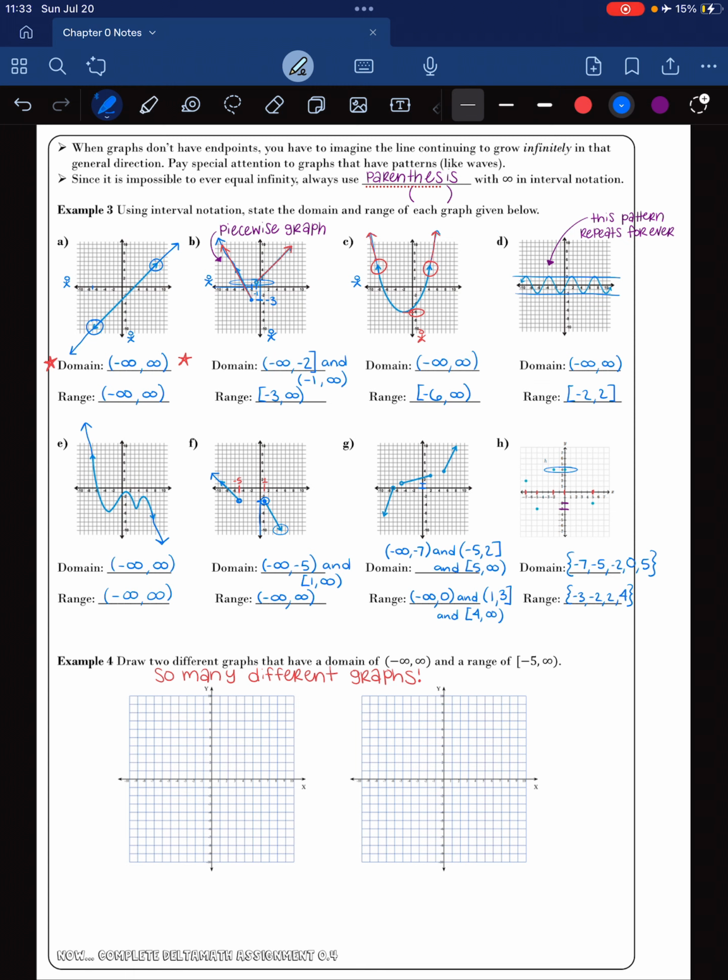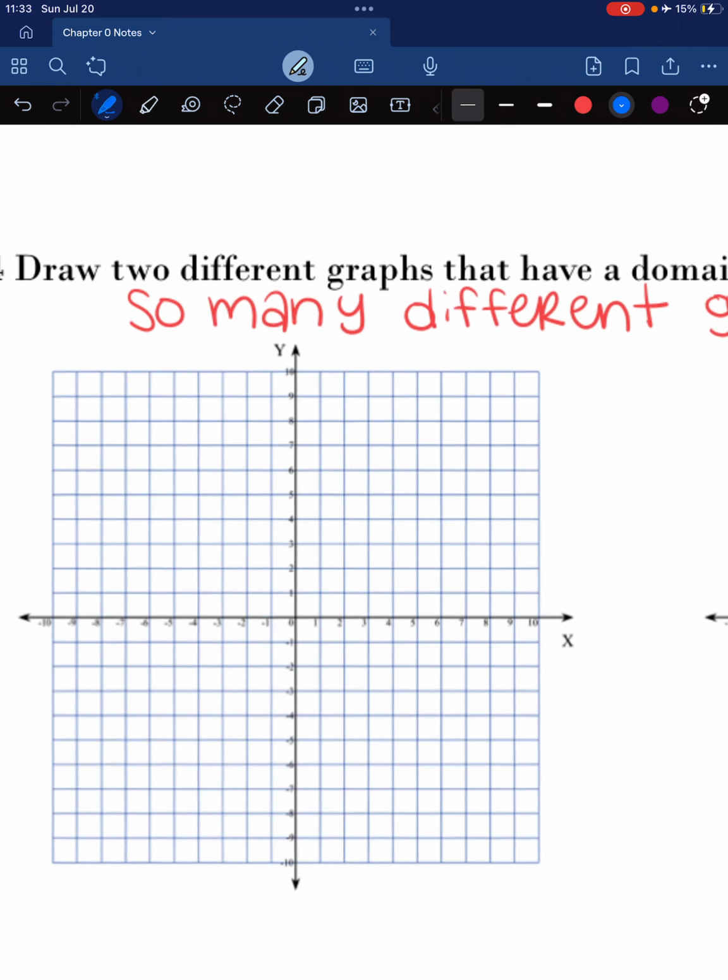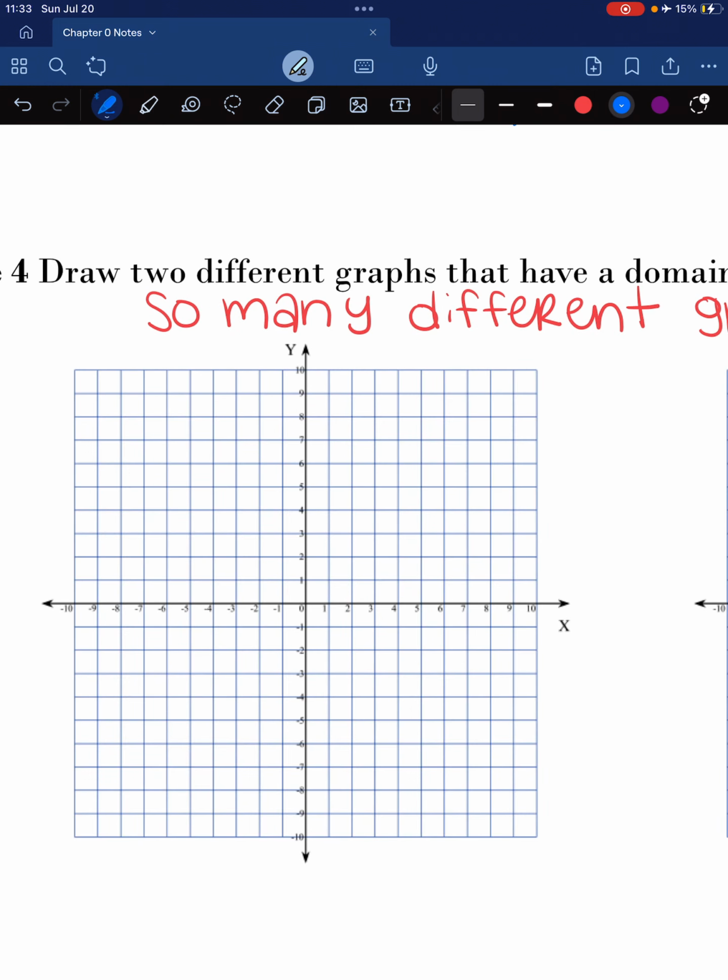Okay, and I really want to challenge you on example 4. Pause the video here and try this yourself. There are so many different graphs. You can do a piecewise graph. You can do just like a curve. You can do an absolute value. But there are so many different graphs that you can draw to satisfy a domain from -infinity to +infinity and a range from -5 to +infinity. So it needs to go left and right forever, and it needs to go from -5 up forever.